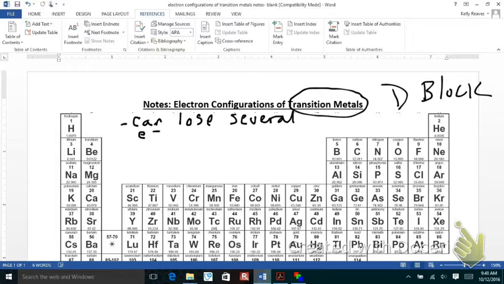But transition metals, because they have those D block electrons, can lose one, they can lose two, they can lose three, they can lose four, they can lose five, they can lose six, they can lose seven. I can't think of anything that loses 8 right now, but maybe there's something that I'm forgetting. But what I need you to understand is that when they lose electrons, they lose them in a certain order. Okay, and this is where you have to be careful, and you may want to put a little star by it to make sure you remember this.